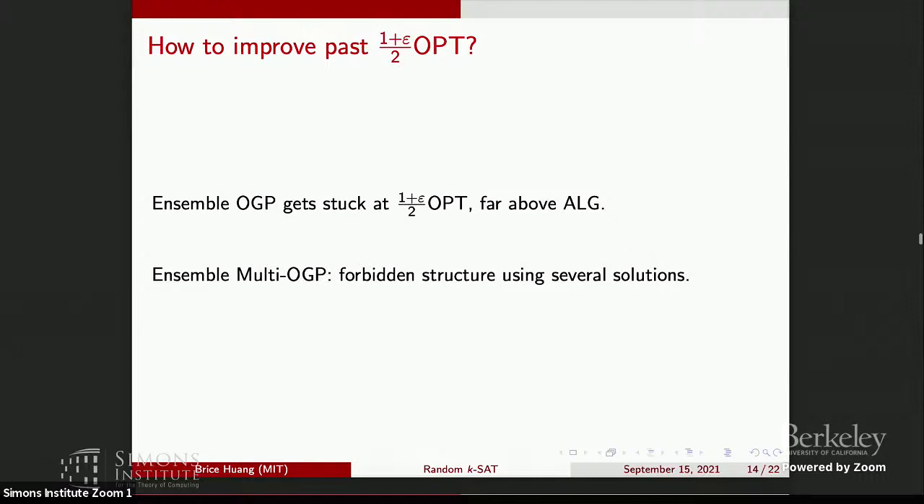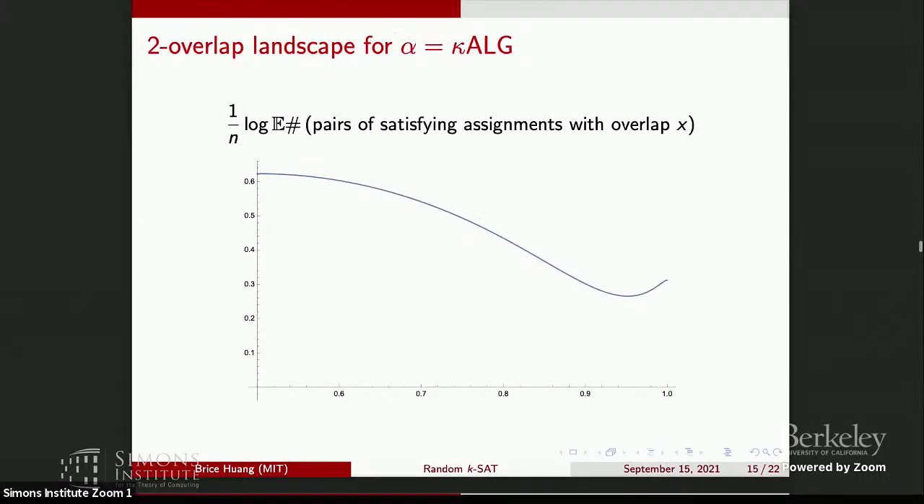As intuition for why this should help, let's look at that plot at a clause density just above alg. You'll notice that the plot doesn't go negative anymore, but it still has a dip in the middle. And that means that if you look at the overlaps at that value, remember the y-axis is a log scale. So that means that the middle overlap forms an exponentially small minority. So it exists, but in some sense it's rare.